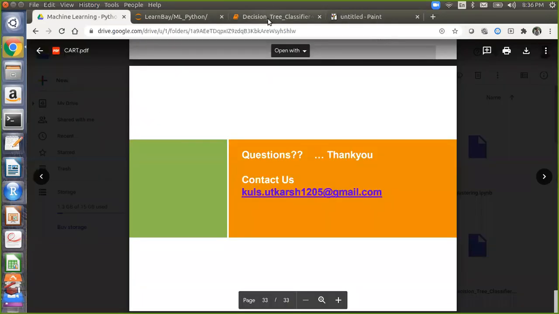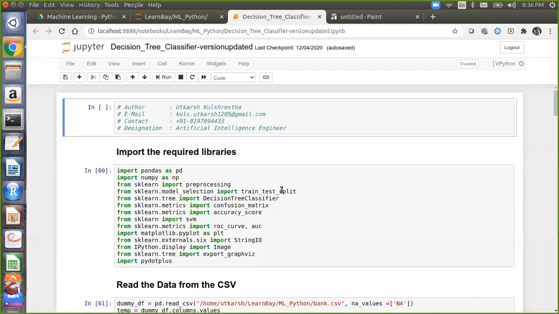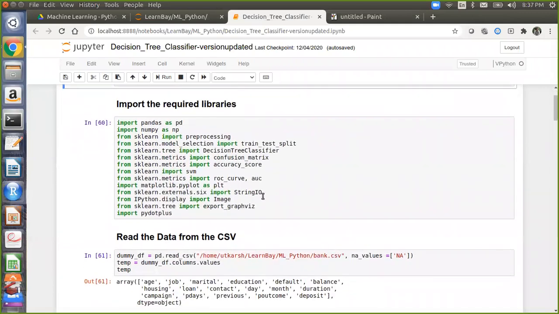Now I'll just take you through the walkthrough of the decision tree code. I hope you remember all the decision tree theory which we have discussed till now. The code part is very easy, not a lot of things you have to do. This is the same code you have to run throughout your life with different data. You have to understand the concepts.